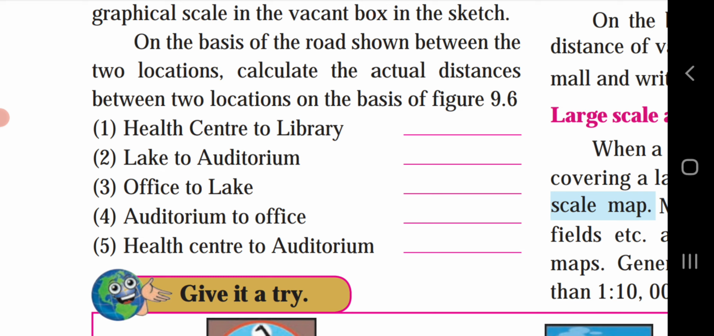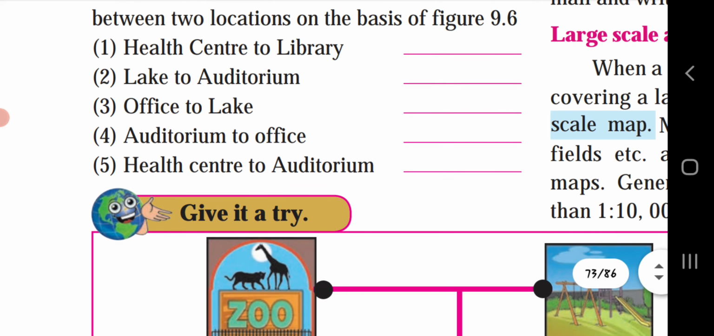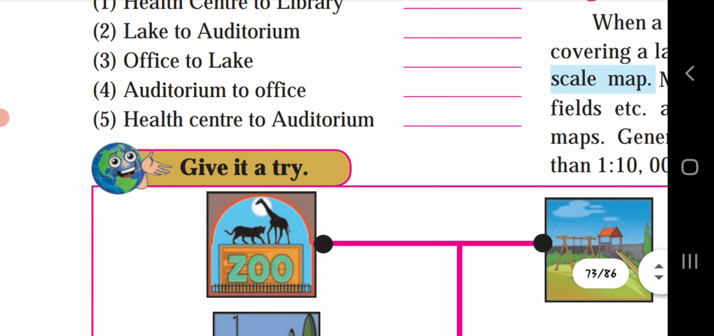Between lake and auditorium, 1 plus 7 plus 7 plus 1. When you measure, that time you will get this answer. 1 plus 7 plus 7 plus 1 is equal to 16 centimeter, and 16 into 0.1 equals 1.6 kilometer. When you calculate the office to lake distance, you will get 1 plus 4 plus 0.4 plus 7 plus 1, that is total 13.4 centimeter. And from this, 13.4 into 0.1 will be equal to 1.34 kilometers.